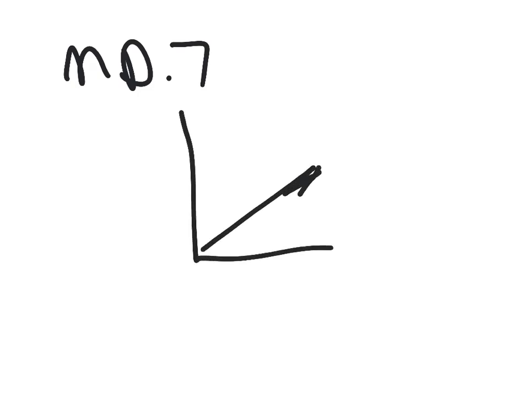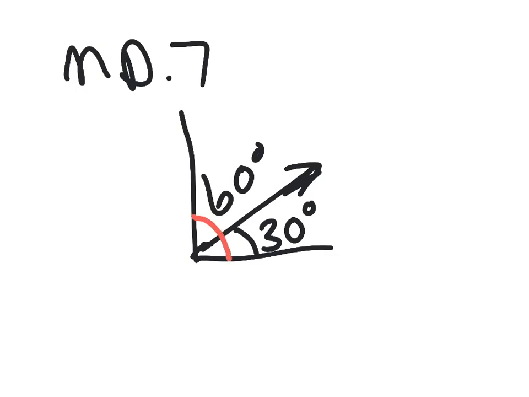MD7, which is additive angles. Basically, what that means is if you have two angles, and you know that this angle measures this many degrees, and this angle measures this many degrees, we're going to ask ourselves, what does the whole thing together mean?